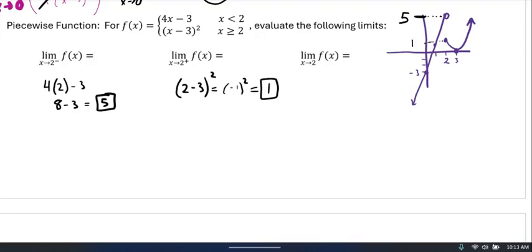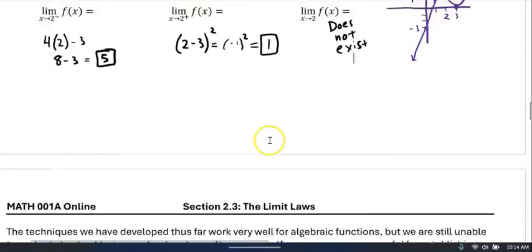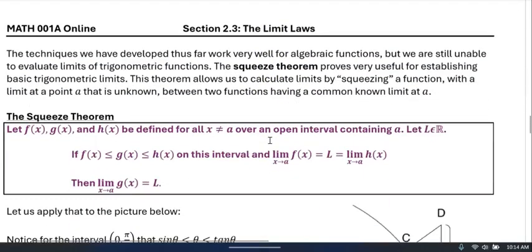All right, so what is the limit as x goes to 2 of f of x? Well, since the left and right-hand limits are not the same, this does not exist. There is not one singular value that it converges to from the left and the right. So we don't have that limit. Let's move on. All right, so I have a little statement here.